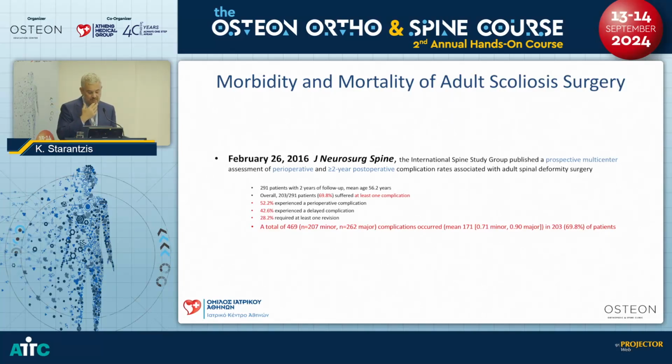And this one from the JNS shows that almost 70% of patients would experience at least one complication from deformity correction in adult deformity. We are always talking about adult deformity, okay? And 1 out of 3 would need a revision surgery.